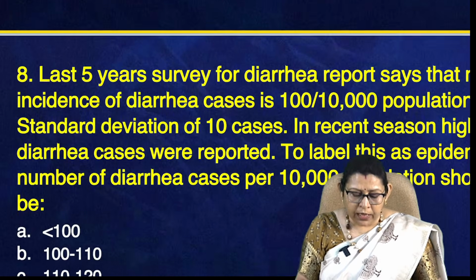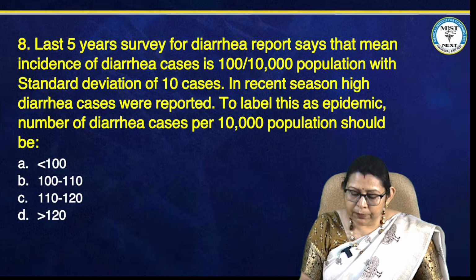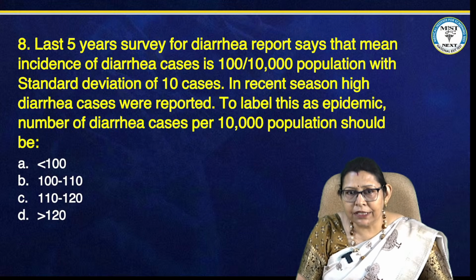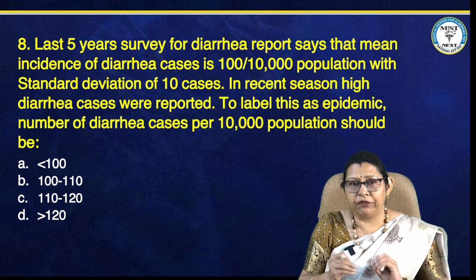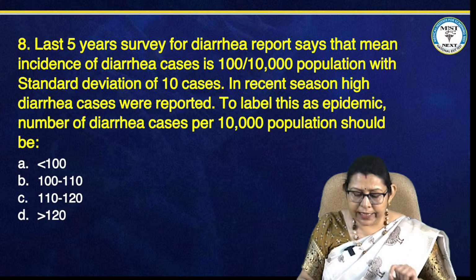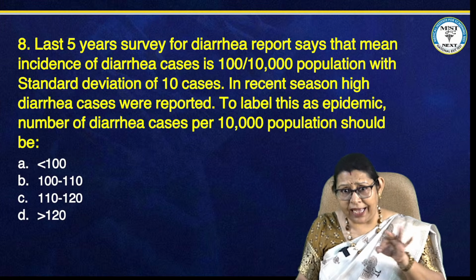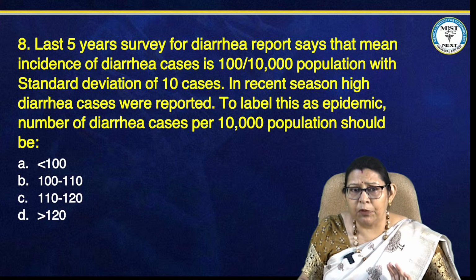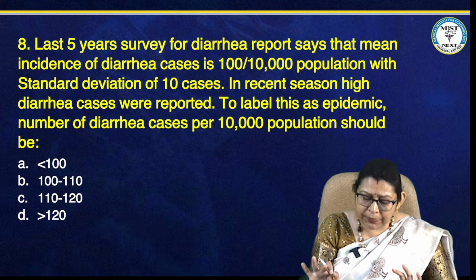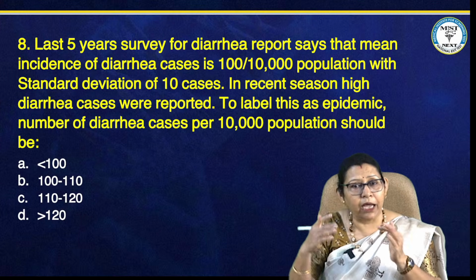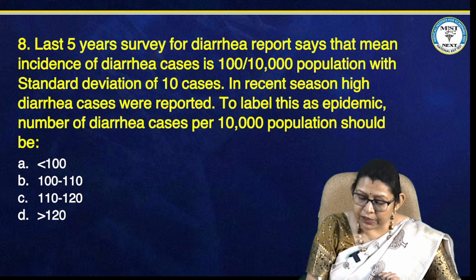ठीक है बेटा. Now, last 5-year survey of the diarrhea report says that mean incidence of diarrhea cases is 100 per 10,000 population with a standard deviation of 10 cases. In the recent season, the high diarrhea cases were reported to label this as an epidemic. Number of the diarrhea cases per 10,000 population should be. ठीक है, अब यहाँ पे simply they had asked the definition of the epidemic. ठीक है, अब उसको उन्होंने एक न्यूमेरिकल के फॉर्म में कन्वर्ट कर दिया.